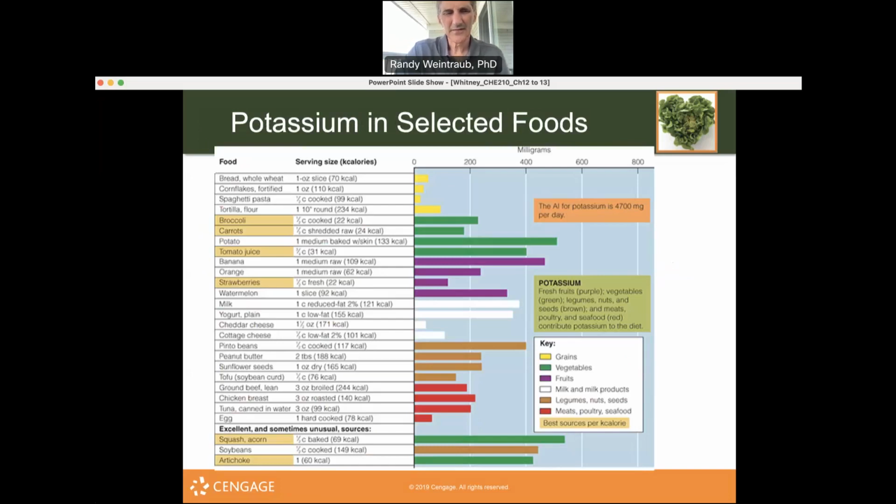See at the bottom, excellent sources of potassium include plants, especially squash, soybean, which would be tofu, soy milk, and artichoke. There are many other vegetables, as you can see: broccoli, carrots, potato, and fruits: banana, orange, strawberries.